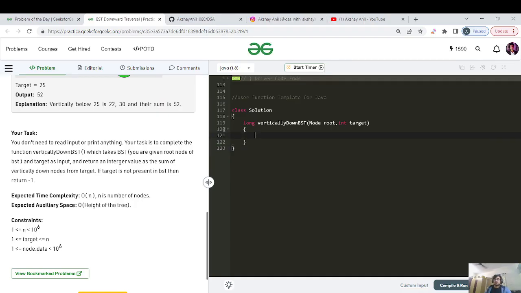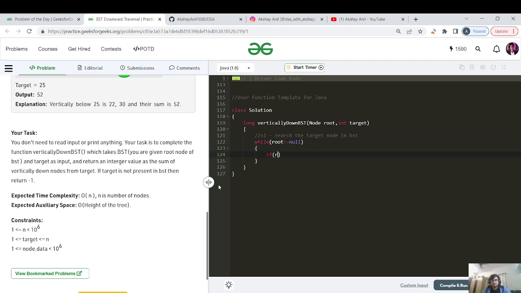So the first step is to search for the target node in our BST, right? I will write step 1: search the target node in BST. I will use the same root as my pointer to traverse the tree. So I will say while root is not equal to null, right?